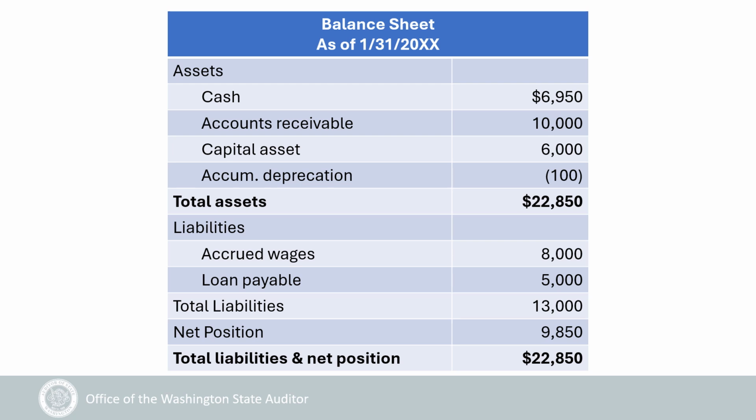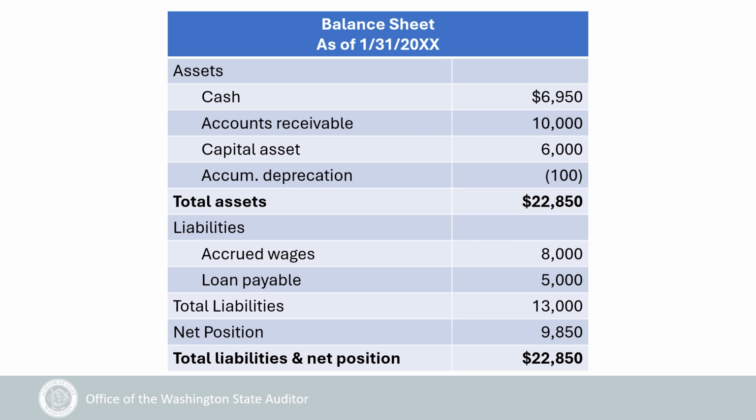We then list our liabilities, and net position gets calculated by subtracting those liabilities from the assets. At this point, it's important to double check that the net position on our balance sheet matches the net position from our income statement. In this case, they both report $9,850.